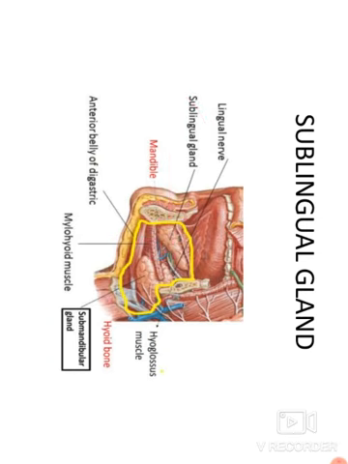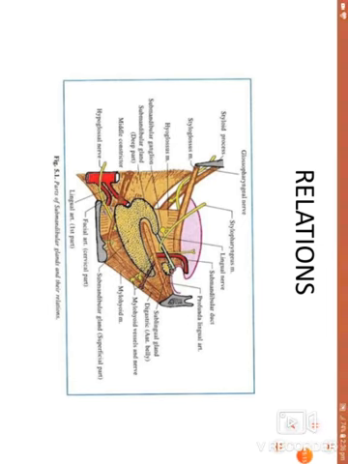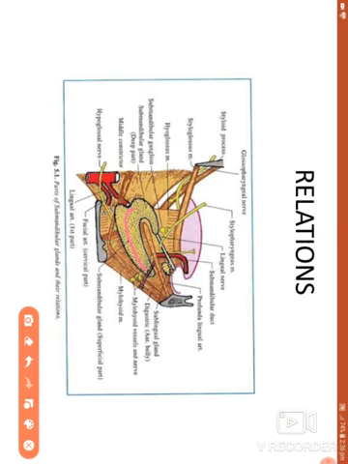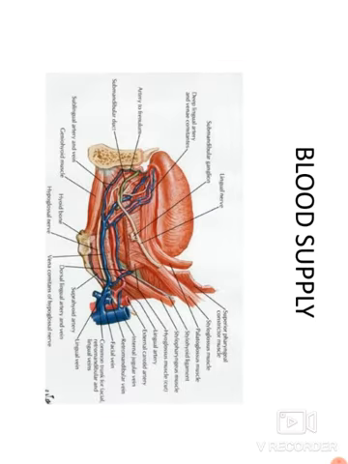So that's about the sublingual salivary gland. Its average weight is 5 grams. The average weight of the submandibular gland is 20 grams. The shape of the submandibular gland, as you can see in this figure, is J shaped. That's all about the gross features of the submandibular and sublingual salivary glands.